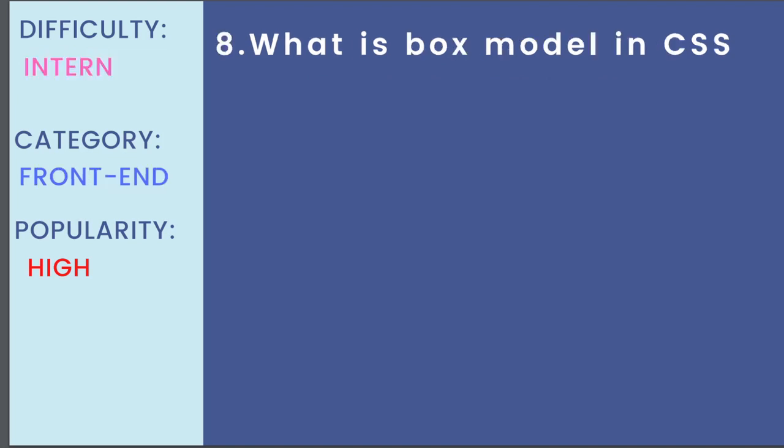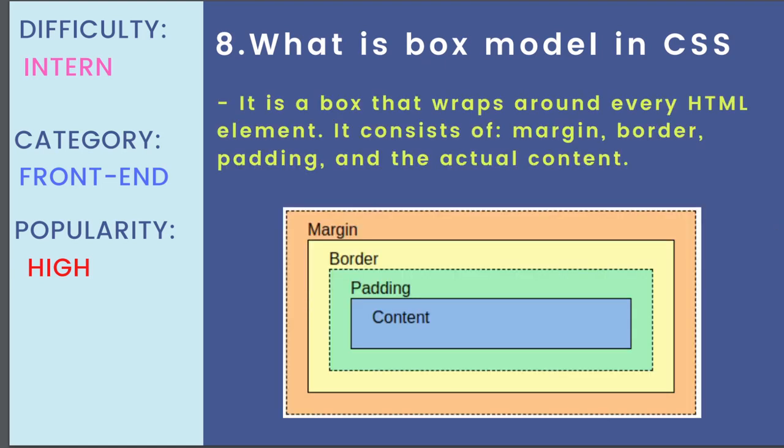The last 3 questions are about CSS, and this is the first and most popular of those 3. What is the box model in CSS? Pause the video now and try to answer. So it is a box that wraps around every HTML element. It consists of margin, border, padding, and the actual content. That's the box model.